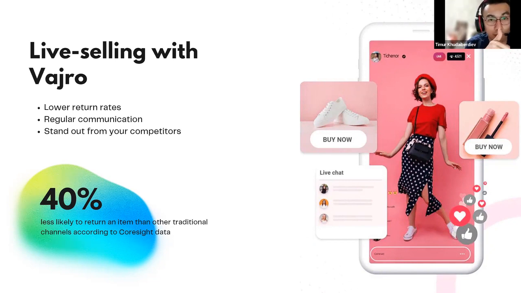And also the very great stats, as you can see on the slides: 40% of people are less likely to return an item than with other traditional channels, according to Coresight data. 40% is a huge amount. So what it does as well is lower return rates.